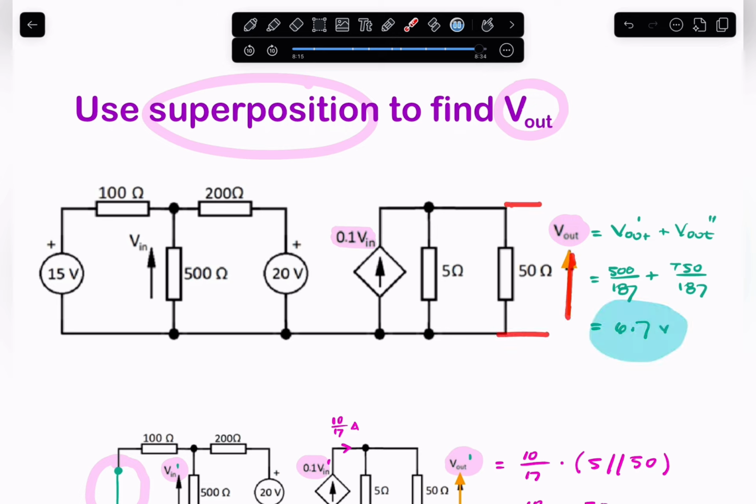That's how you would find V out using superposition. That's by eliminating all but one of the independent sources, replacing it with a zero, so a short circuit for a voltage source, and an open circuit for a current source, but retaining or keeping the dependent source.